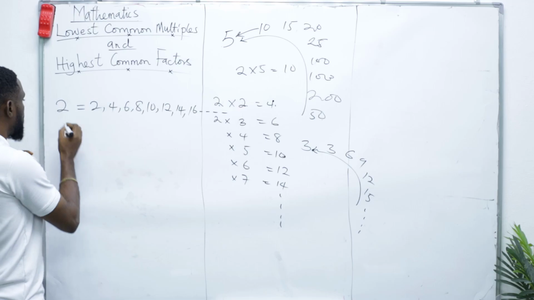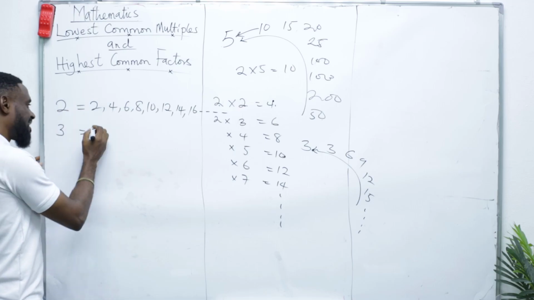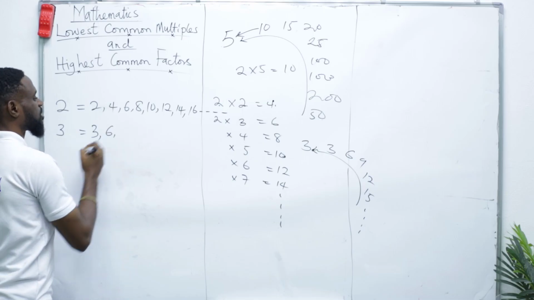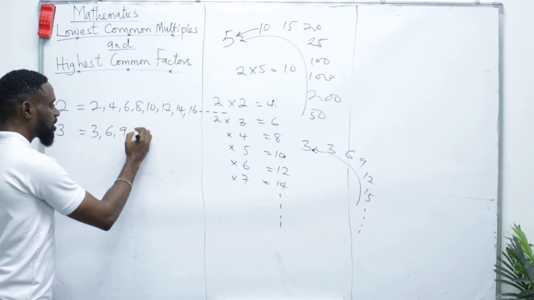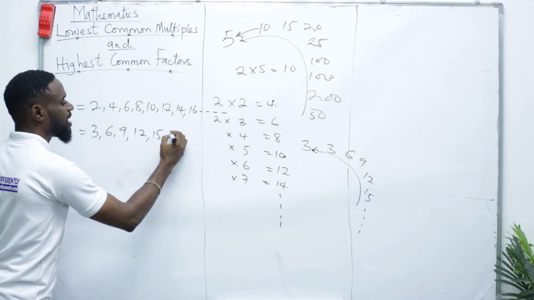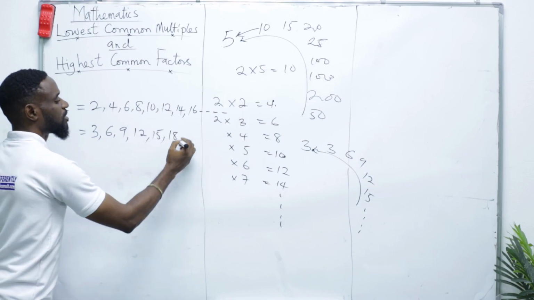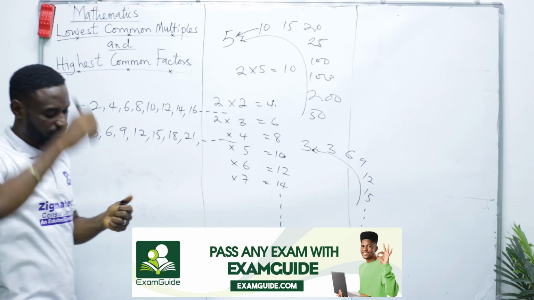Do you get that? Let's assume 3. Let's look at 3. This 3 is a multiple of 3. 6 is a multiple of 3. Do you understand? 9 is a multiple of 3. 12 is a multiple of 3. 15 is a multiple of 3. 18 is a multiple of 3. 21 is a multiple of 3, and so on till infinity.